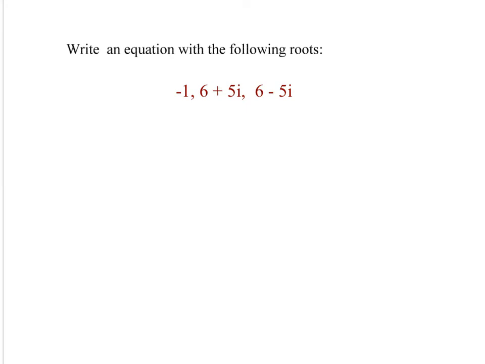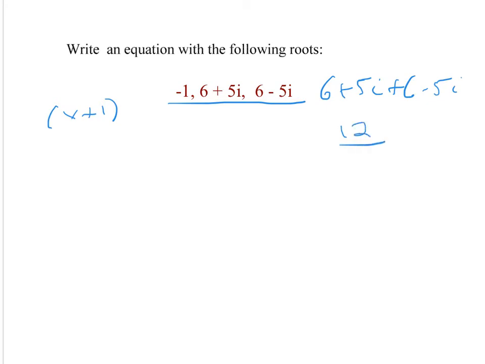Okay, looking at this one, same thing. We're going to write the equation with the following roots. I have three roots, which gives me three factors, and the first one is x plus 1. And now I'm going to use my sums and products to figure out my quadratic factor. So I'm going to take 6 plus 5i and 6 minus 5i and add them up. 6 plus 5i plus 6 minus 5i. Well, the 5i's are going to cancel, so let's just cut right to the chase. That's 12. And of course, that is equal to negative b over a.